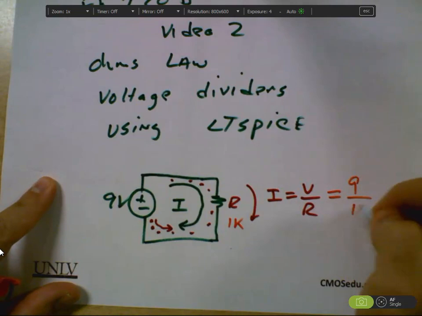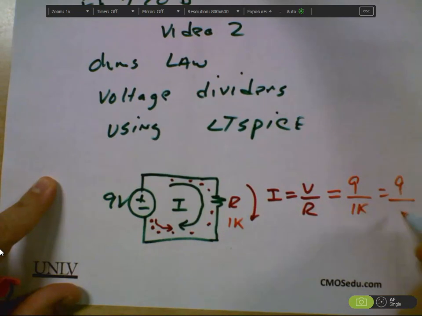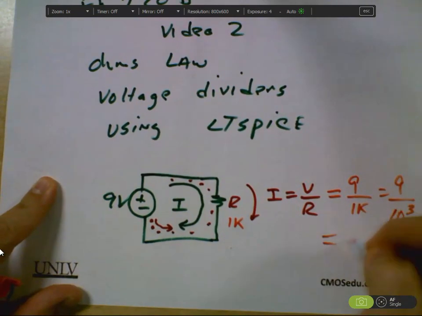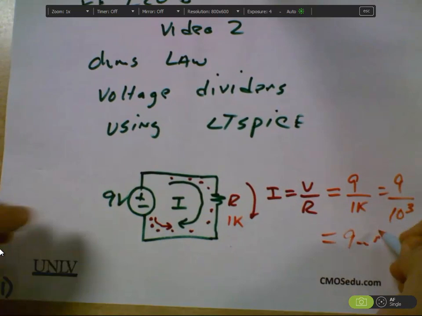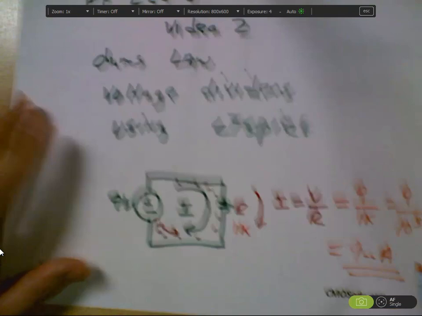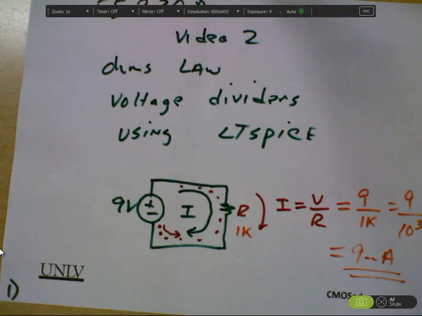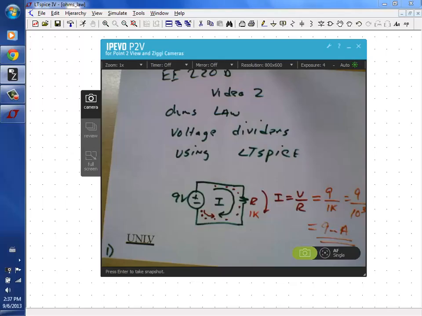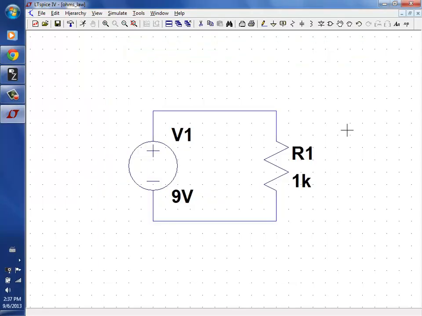9 over 1K, 9 over 10 to the third, 9 milliamps. But we're going to verify that. Questions? Okay. So let's go. Now, notice there's a couple of issues here.